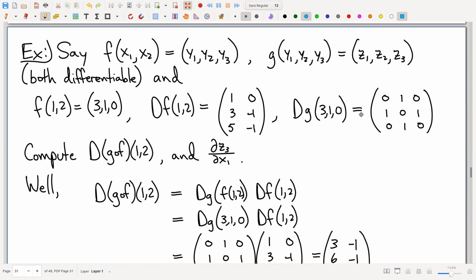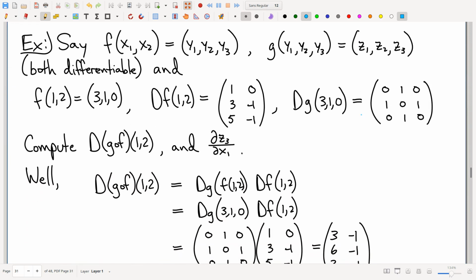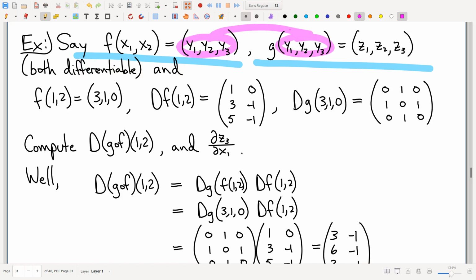Here is our first example. There's a bunch of givens. My functions do this: F takes 2 variables in, 3 variables out. The inputs are called x's, the outputs are called y's. G takes 3 in, spits 3 out, the inputs being the y's, the outputs being the z's. And notice, as I have it set up here, what comes out of F is what goes in to G, appropriate to the fact that we're composing them.